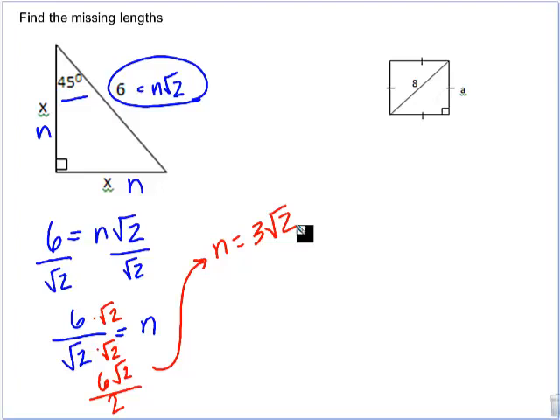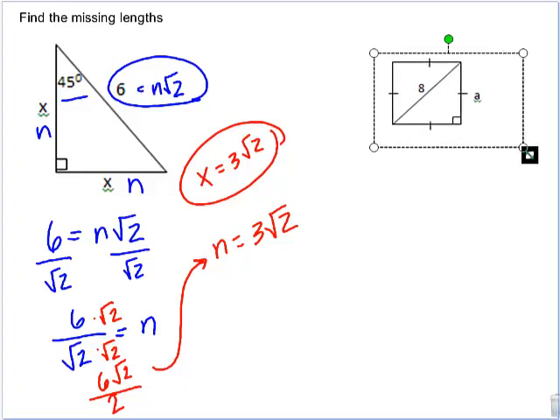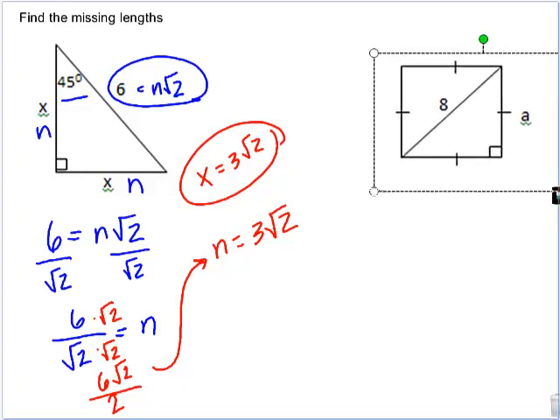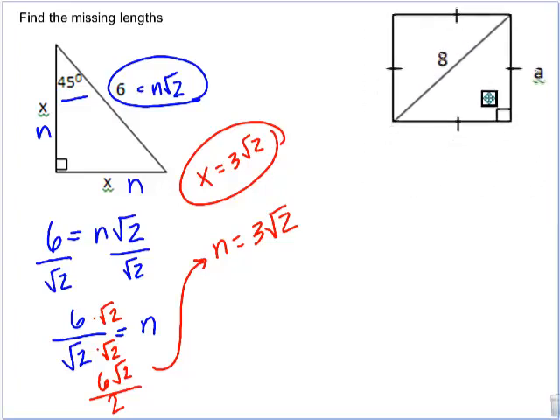If n is 3 square root of 2, x has to be 3 square root of 2. So that's our value for x. Is that okay? Yeah, the other x would be the same exact thing. Is that one okay? All right, let's look at the next one.